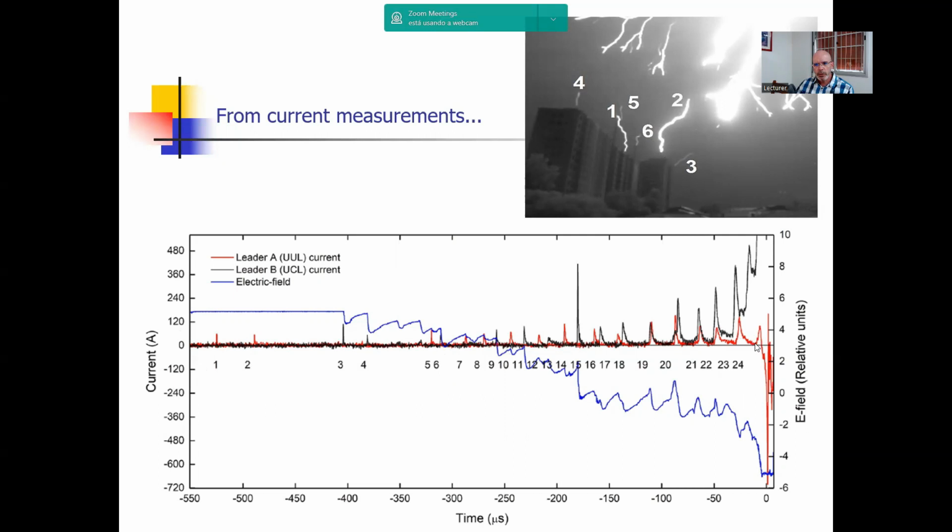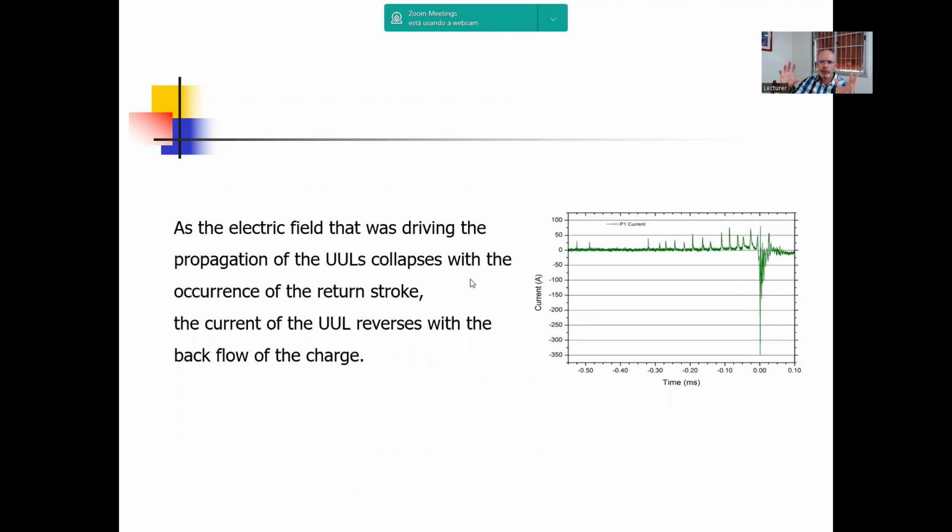Negative, how can a current be negative? It's due to the fact that number 5, as it didn't connect to the downward leader, collapses and reverses the polarity of the current. All that very intense field disappears. So we have a reverse of the current. The unconnected leader reverses and can produce a very intense flow of charge, which can give currents up to hundreds of amperes.